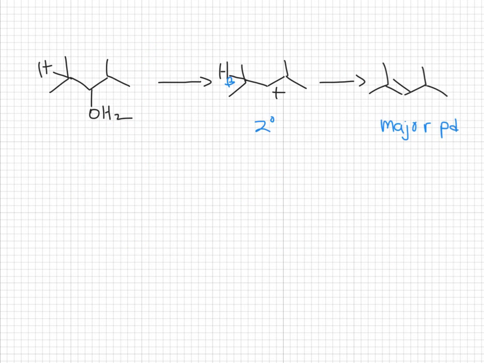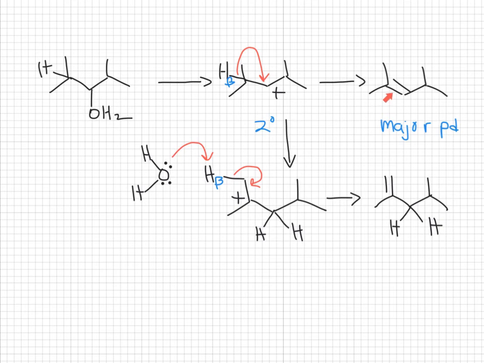So the major product is governed by the removal of the beta proton to give the more highly substituted alkene. The minor product arises from the more stable tertiary carbocation and the removal of the new beta proton to give rise to a disubstituted alkene.